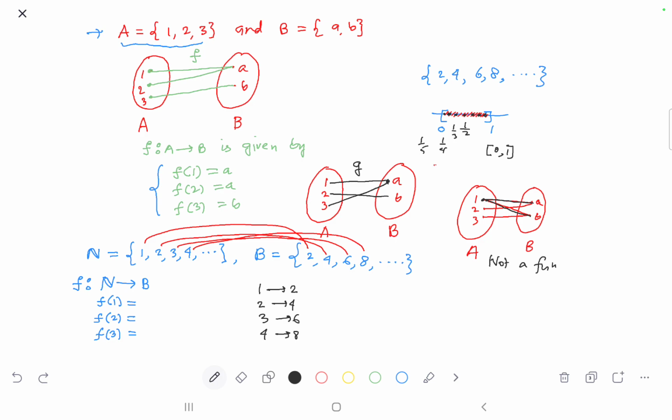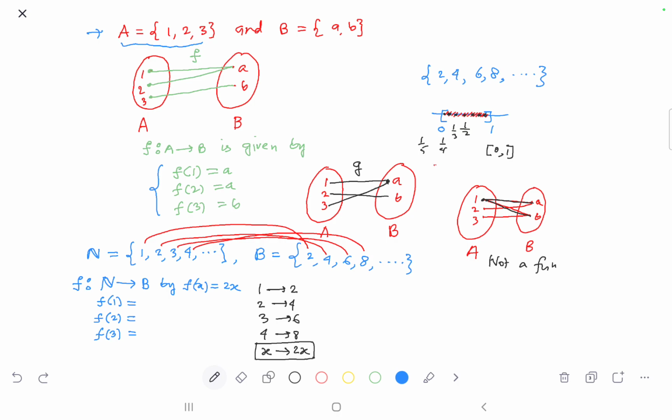What is the rule? So for example, if you take variable x here, then where do we send x? 2x. Good. So this formula we have here, in general we write, this is given by f(x) equal to 2x using the variable.